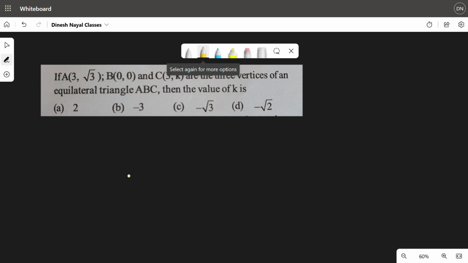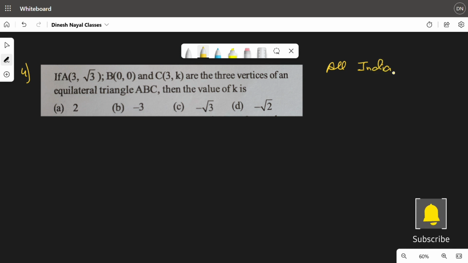So here is our question. This is actually question four. This was of the All India CBSE Board 2022, and this is for Section A.